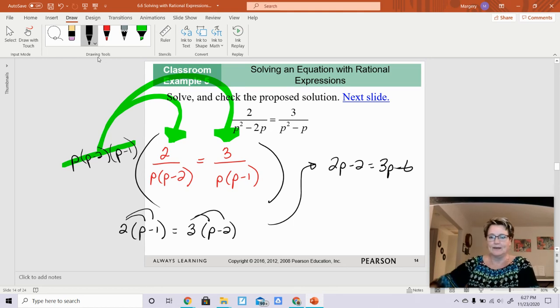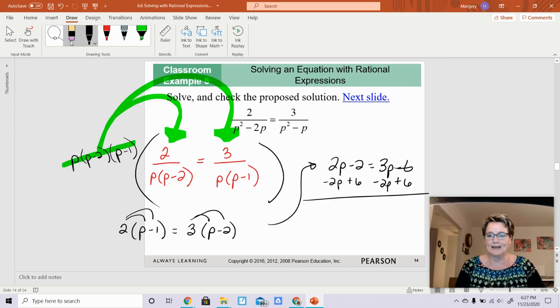So remember, you need to make sure you get numbers on one side, letters on the other. So I'm going to add 6 to both sides. And I'm going to minus 2p from both sides. So I get 4 equals p.